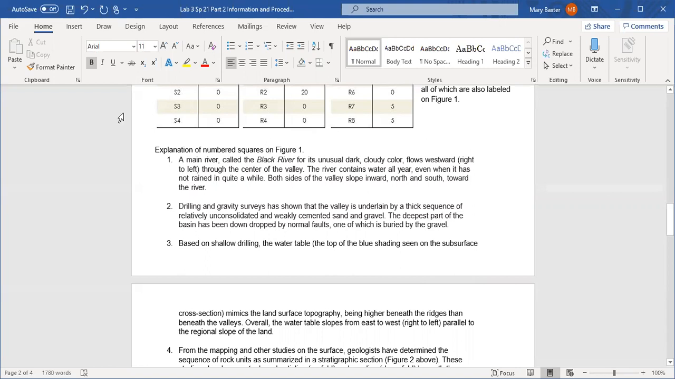Now, this next section is the explanation of the numbered squares on figure 1. So let me show you figure 1. Okay, so I'm going to stop share this.